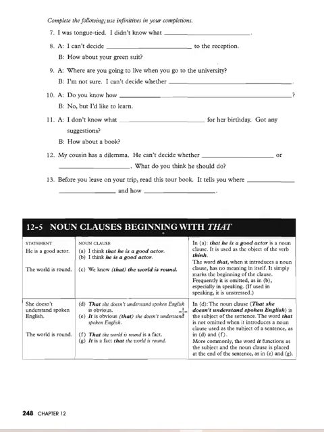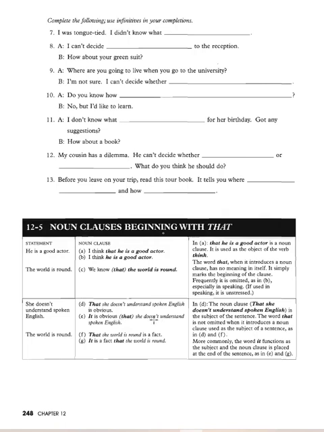"That she doesn't understand spoken English is obvious." So "that she doesn't understand spoken English," that whole thing is the subject of the sentence. And then "is" is the verb, and "obvious" is the adjective. So here you have the noun clause used as a subject because it comes before the verb. Now you have the same noun clause that comes after the verb, and it's used as an object.